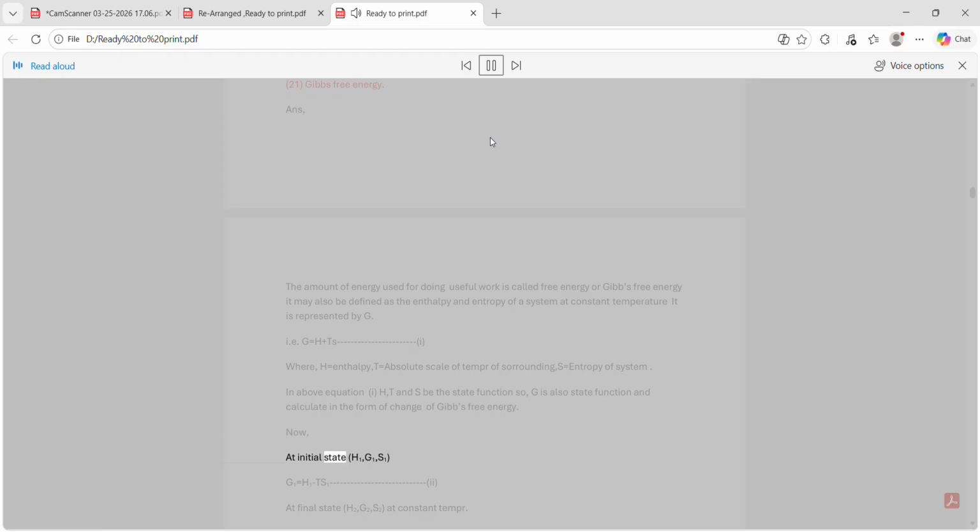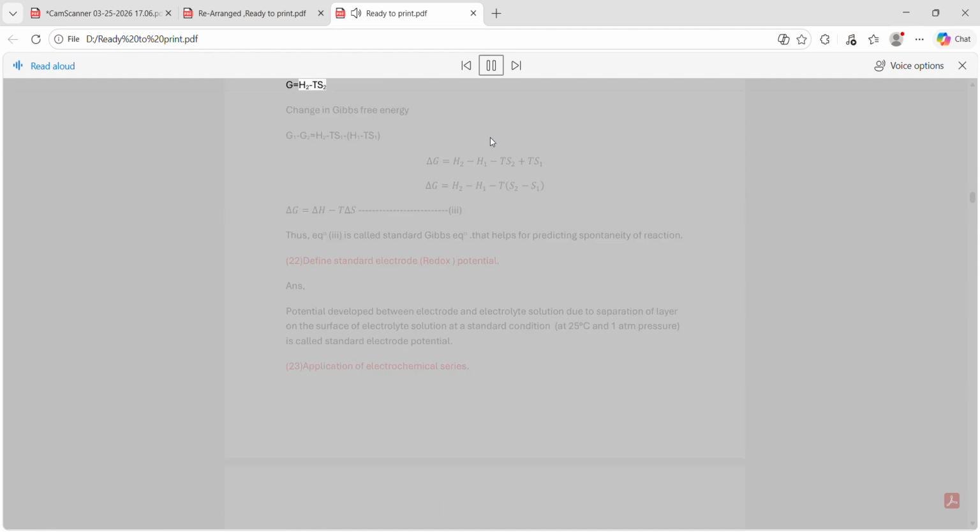Now, at initial state, H1, G1, S1: G1 equals H1 minus TS1. At final state, H2, G2, S2, at constant temperature: G2 equals H2 minus TS2. Change in Gibbs free energy ΔG equals G2 minus G1 equals (H2 minus TS2) minus (H1 minus TS1), so ΔG equals ΔH minus TΔS.